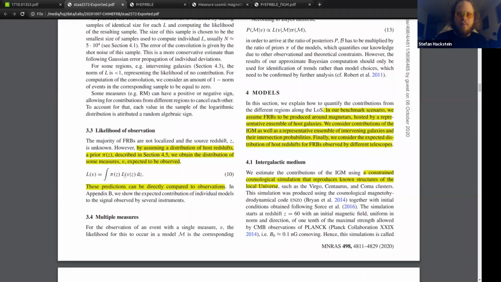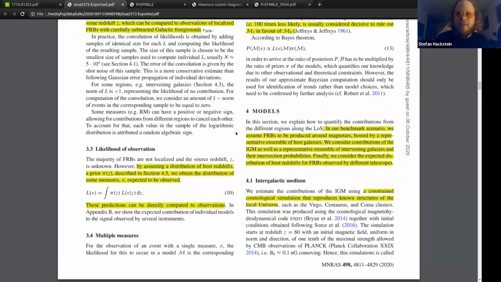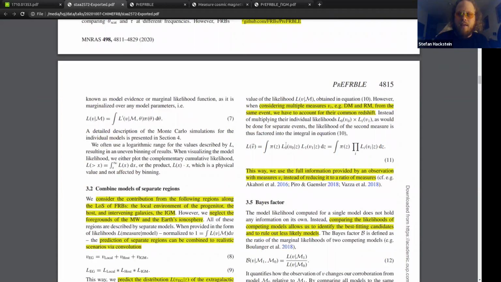So here we are looking only at one measure, for example, the dispersion measure. Basically, we look at a particular redshift and throw a single dice to see what DM we expect from there. Now, if we want to look at the DM and the RM together, we're throwing two dice, and thus we have to multiply the likelihoods for these two. This is what we then use to compare these two things together, which allows us to get the full information of the observation rather than reducing it to the ratio of measures.